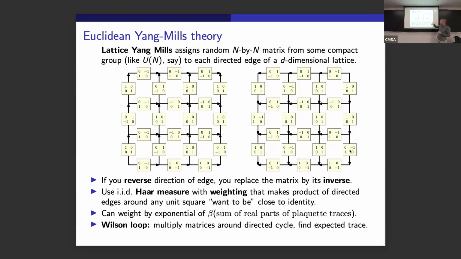So a Wilson loop is, you take any big loop and you multiply the product of matrices around that loop and find the expected trace. And so a problem is to understand and construct a continuum version of this theory. Is there some sort of limit where you take the mesh finer and somehow describe some continuum story?